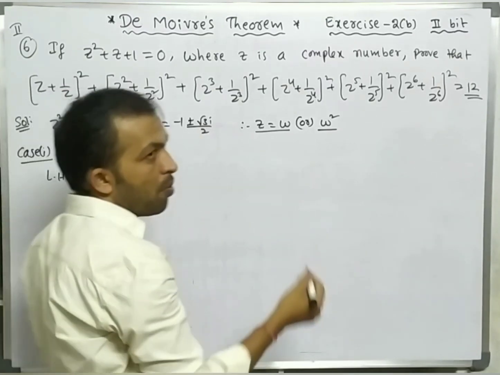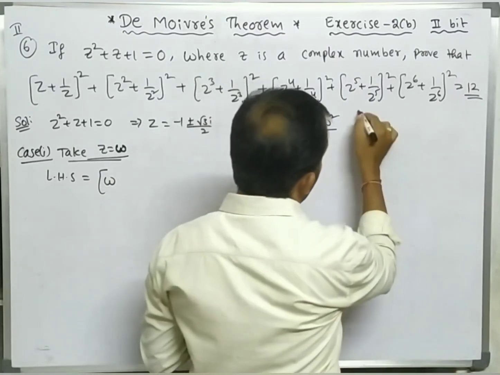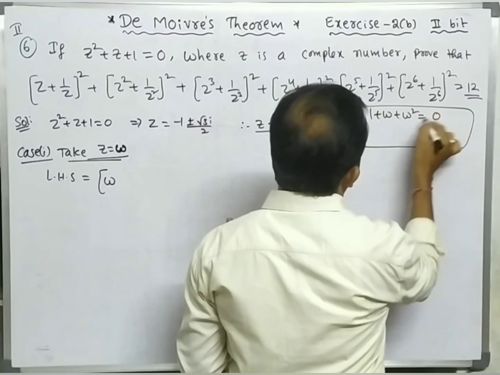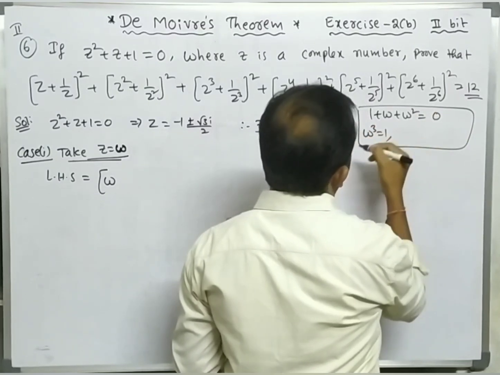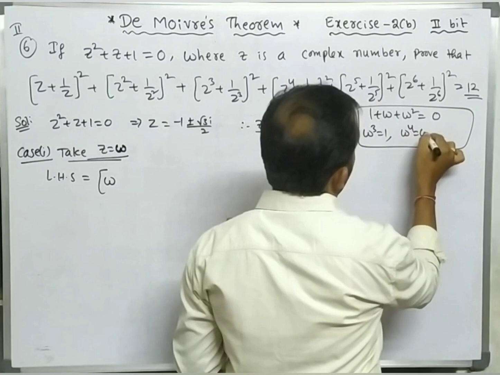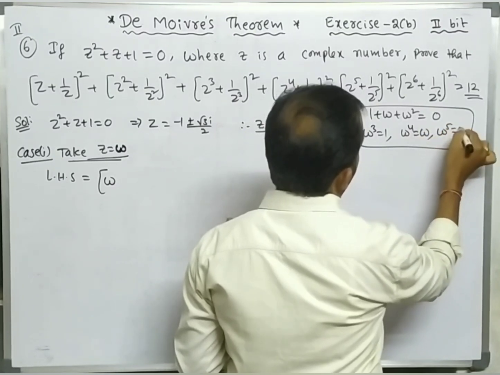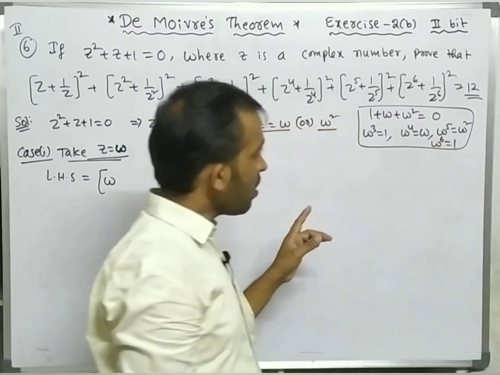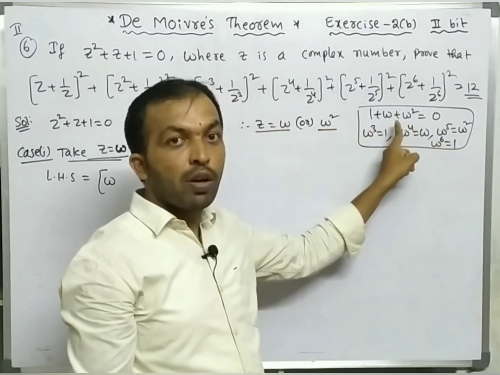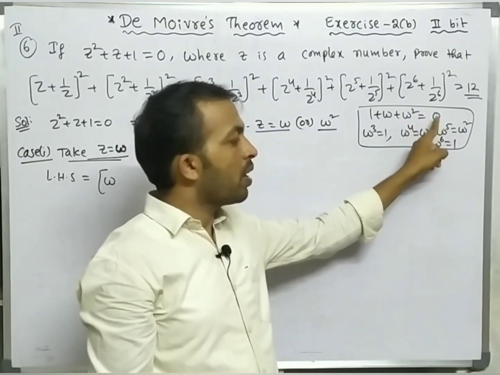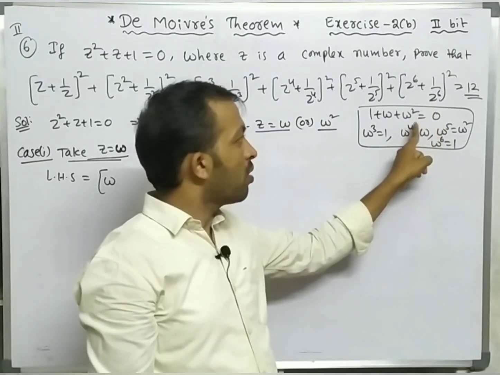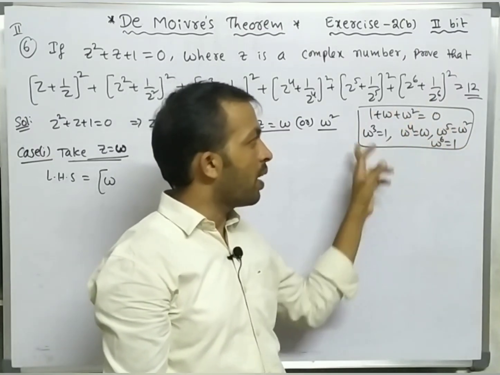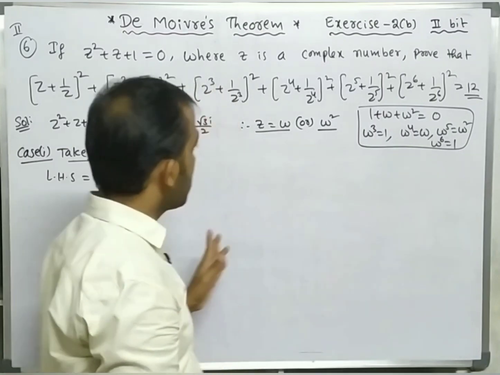As omega and omega square are the cube roots of unity, we have the conditions 1 plus omega plus omega square is equal to 0, and omega cube is equal to 1, omega power 4 is equal to omega, omega power 5 is equal to omega square, omega power 6 is equal to 1. Omega power 4 is omega cube into omega, that is omega. Omega power 5 is omega power 4 into omega, that is omega square. Omega power 6 is omega cube whole square, that is 1. Already we have solved this type of problems, right?